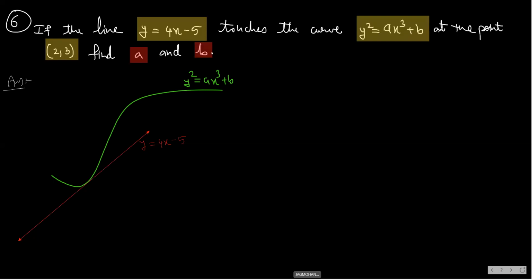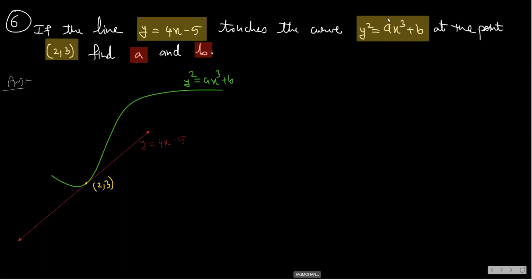It touches the curve at the point 2, 3. Now they have given us the point where the line is touching the curve. The point is 2, 3. Okay. They're saying find the value of A and B.